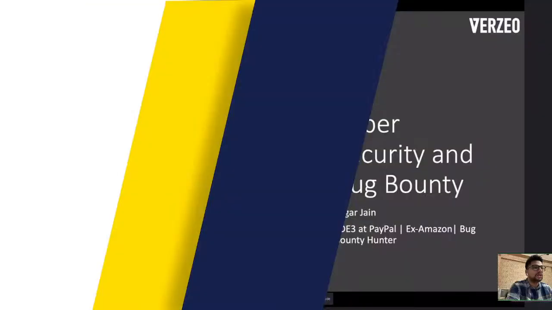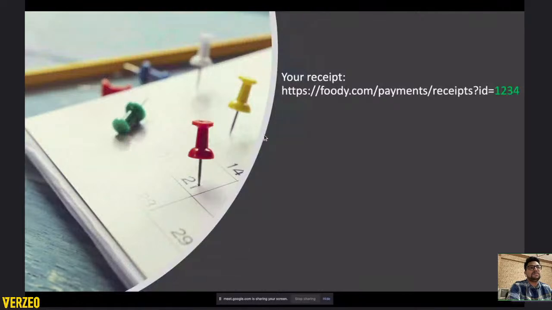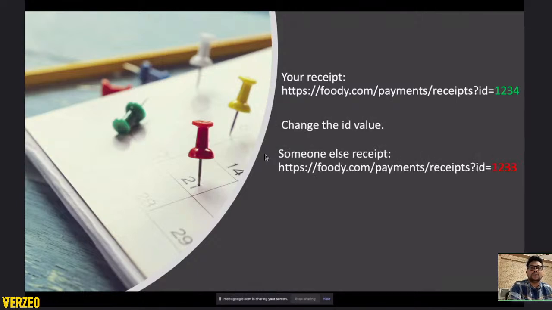What we're going to talk about is cybersecurity and bug bounty here. But let's start simple. Let's say you would have seen this receipt from foodie.com. You made an order that created a payment, and you have a receipt. This looks good. The receipt ID is 1234, but it seems a little bit off to me. The very first thing I would try to do with this URL is change it. Let's change it to 1233 and see whether I can find somebody else's receipt.